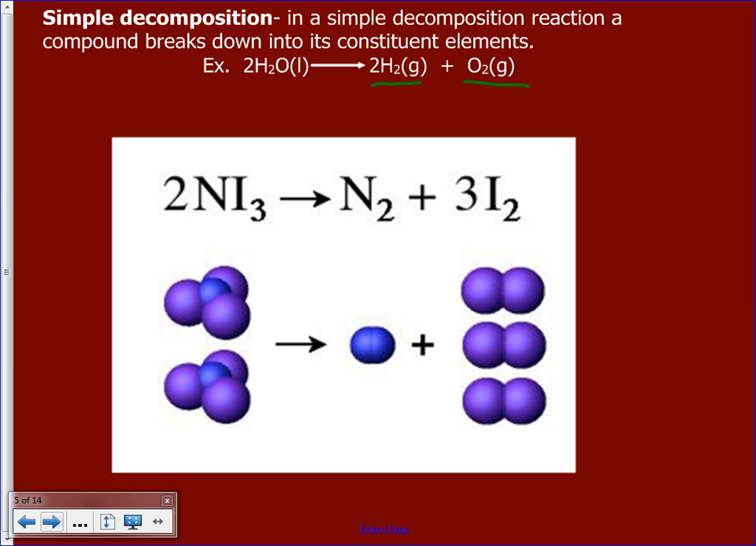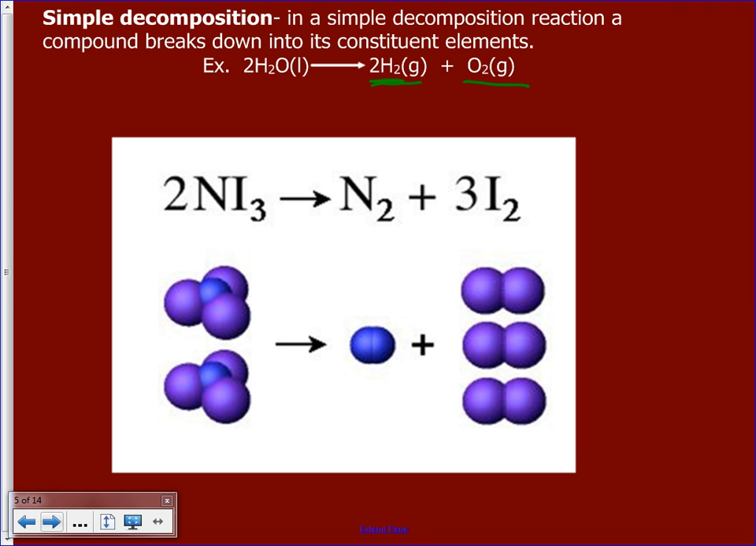You cannot magically create something from nothing. By the same token, you cannot destroy anything either. So I can't suddenly have less of something on the other side of the equation than I started with. I always have to account for everything. An equation has to be balanced. That means there has to be the same number of everything on each side of the reaction. So in this case, there are 4 hydrogens and 4 hydrogens. How many oxygens are there over here? 2. There's 1 in each water molecule, and there are 2 water molecules, so that's 2 oxygens. How many over here? 2. So it's balanced.